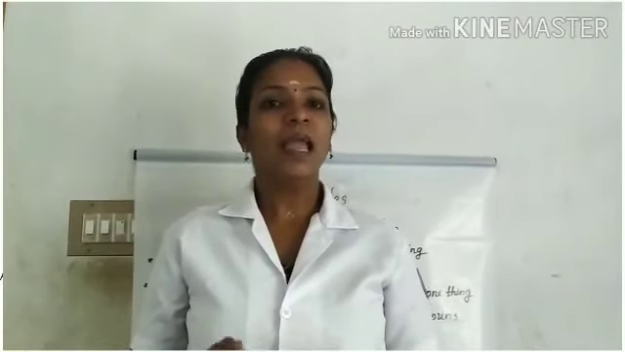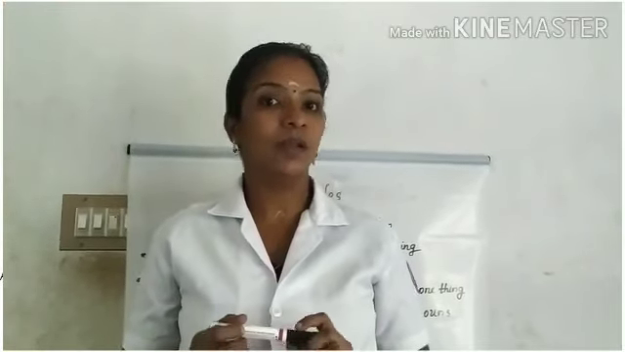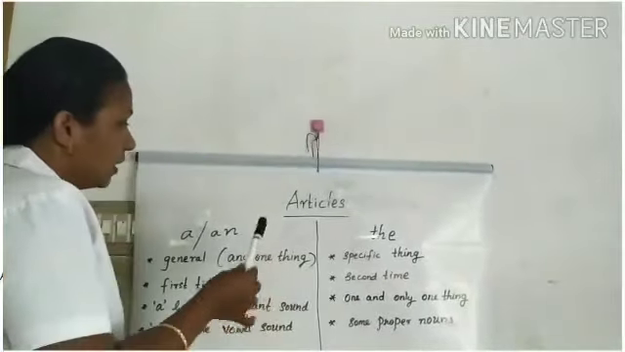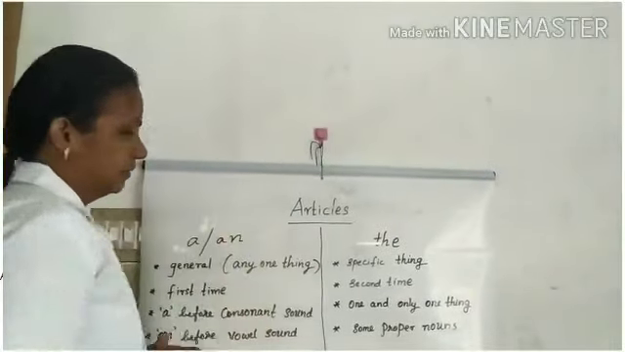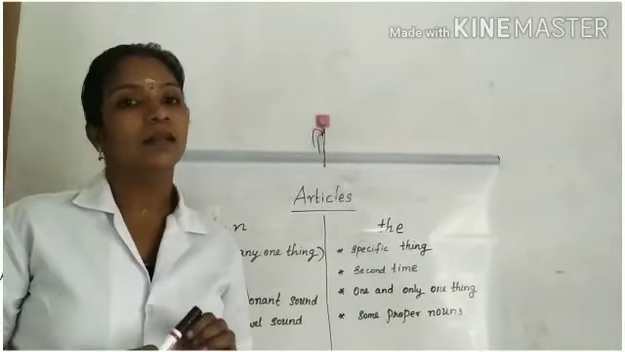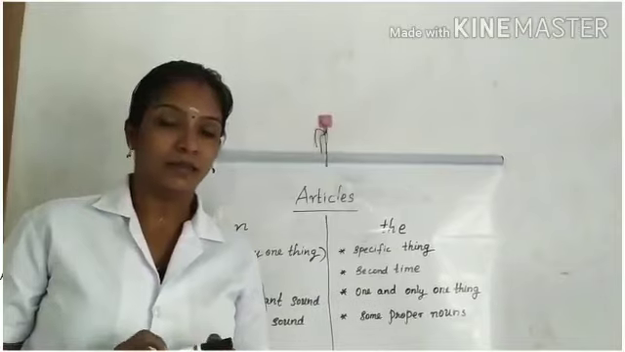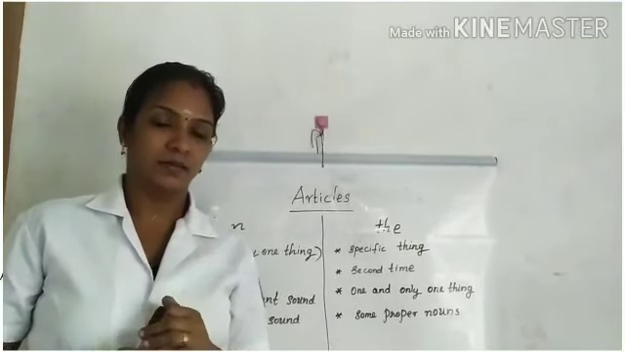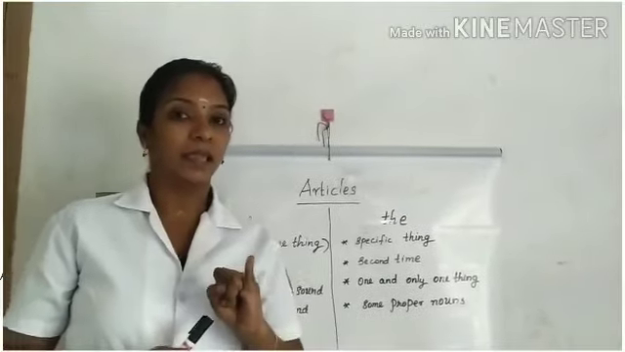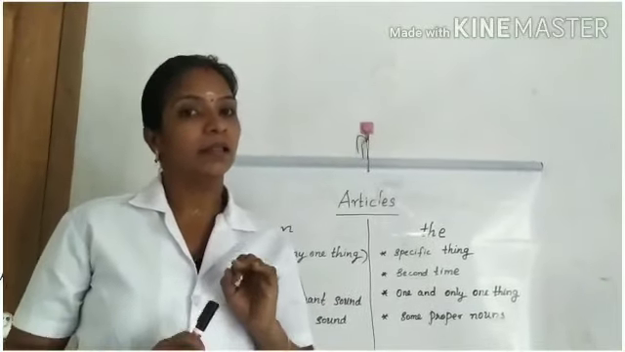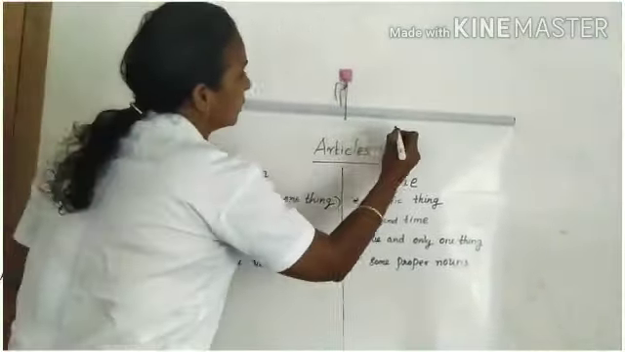Yeah, very good. And now, we will learn another topic, our grammar portion, articles. So let us learn. You have already learned these articles in first standard and second standard. So which are the articles? There are mainly three articles. And what are they? A, an, and the.